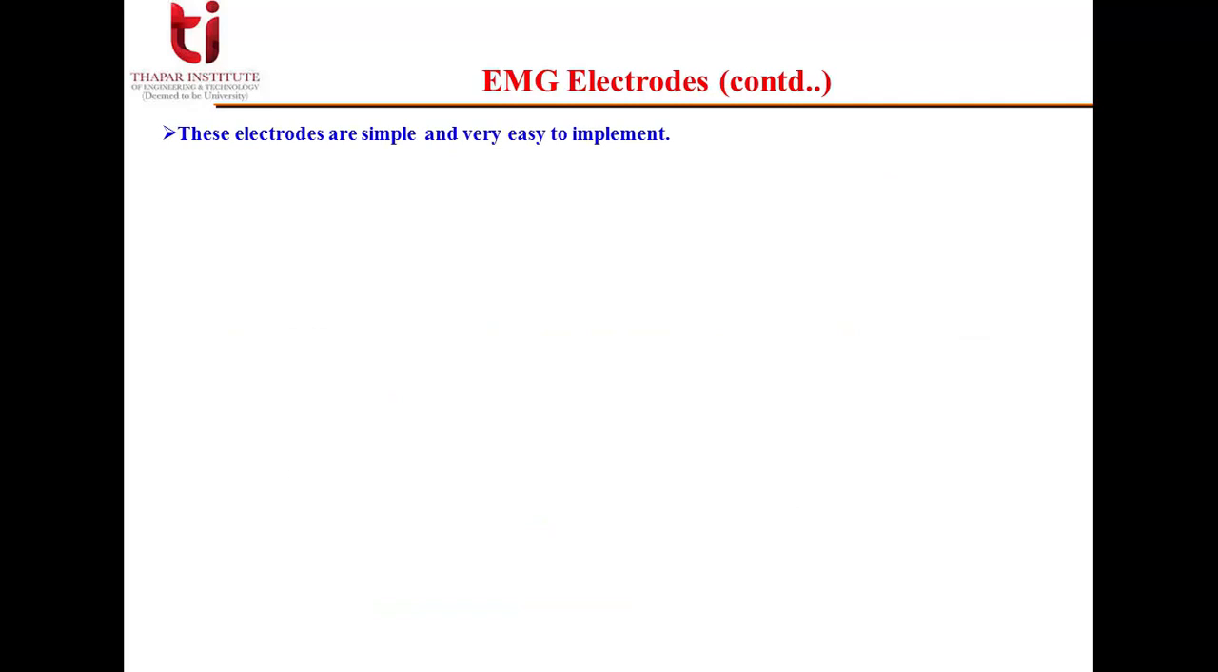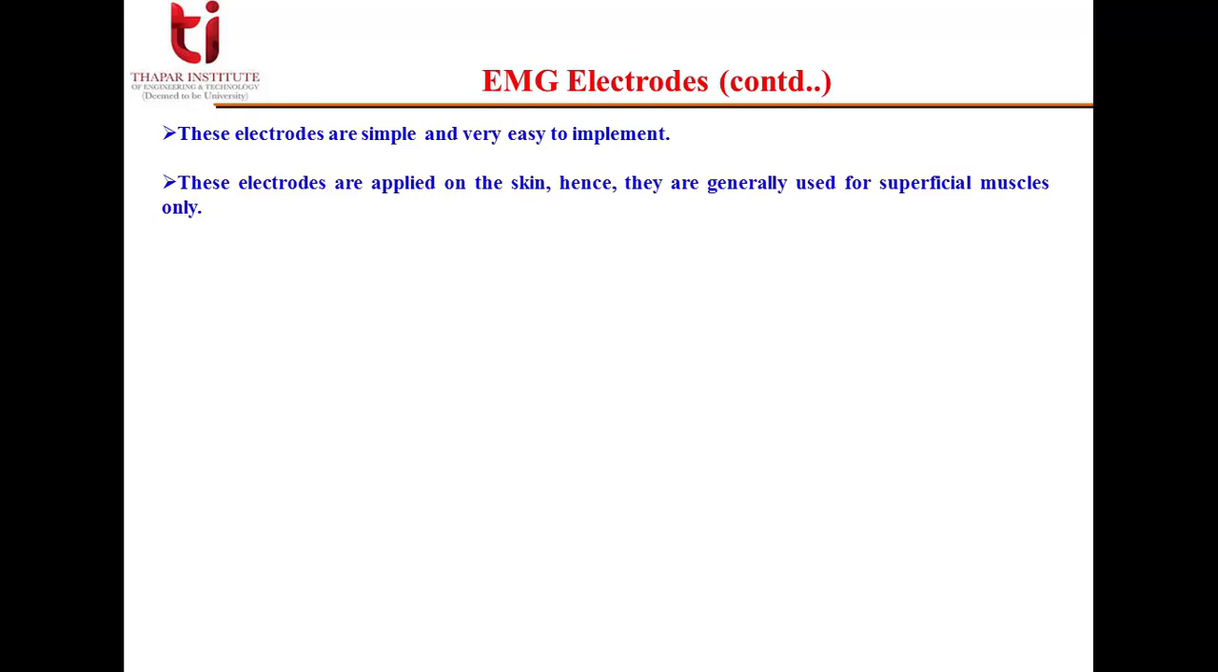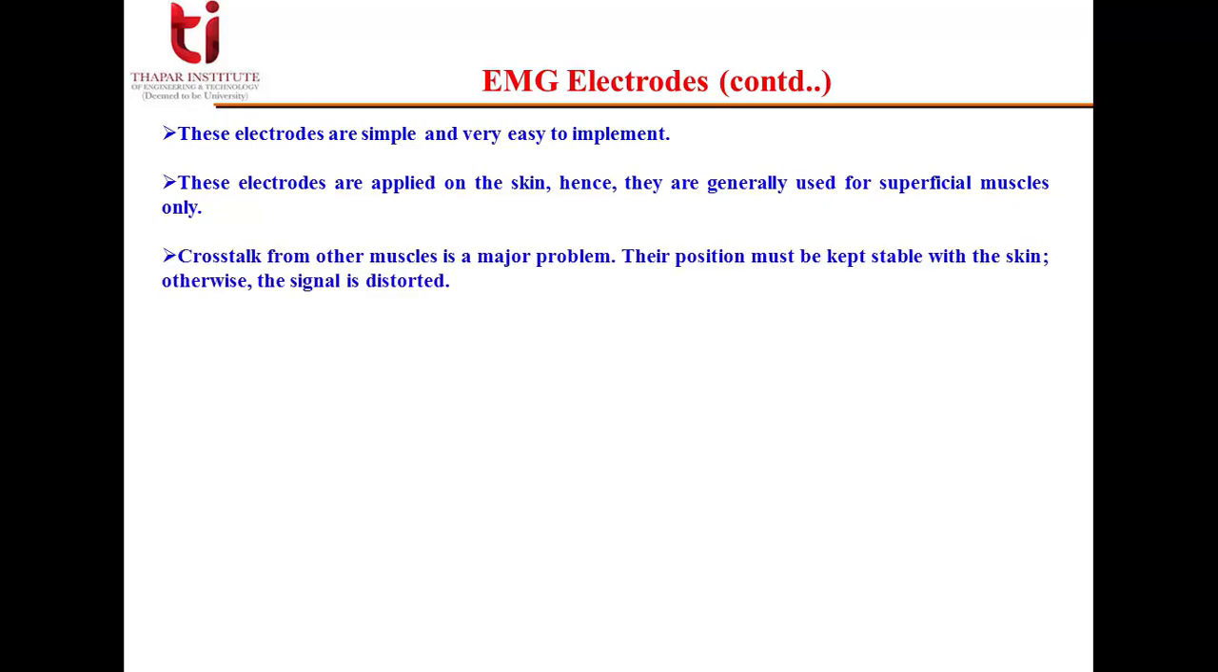Application of needle and fine wire electrodes requires strict medical supervision because they have to be inserted, whereas SEMG electrodes do not require any such formality. These electrodes do have limitations. Since they are applied on the skin, they are generally used for superficial muscles only. Also, crosstalk from other muscles is a major problem. Their position must be kept stable on the skin, otherwise the signal will be distorted.